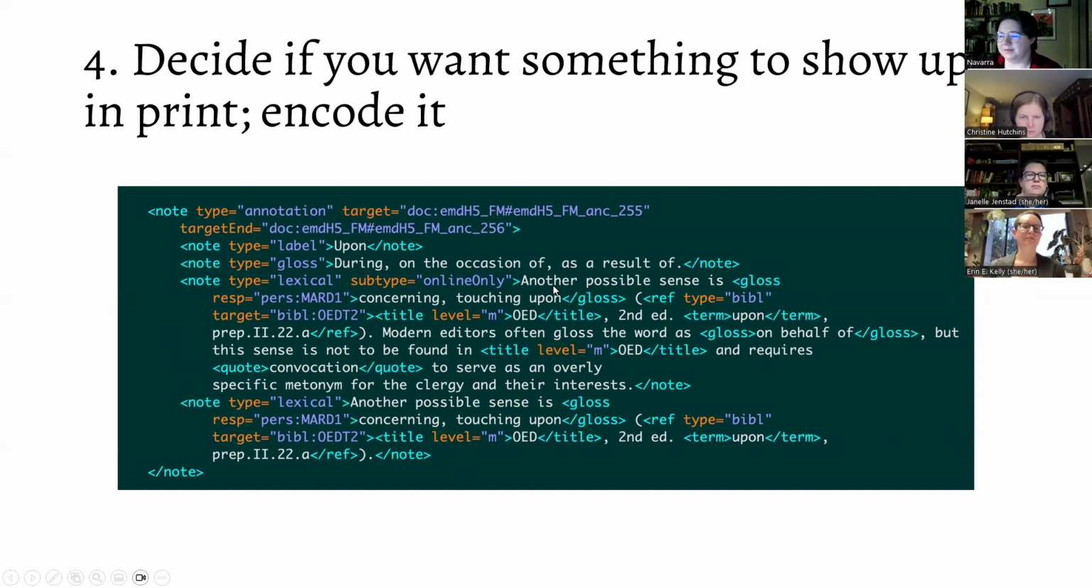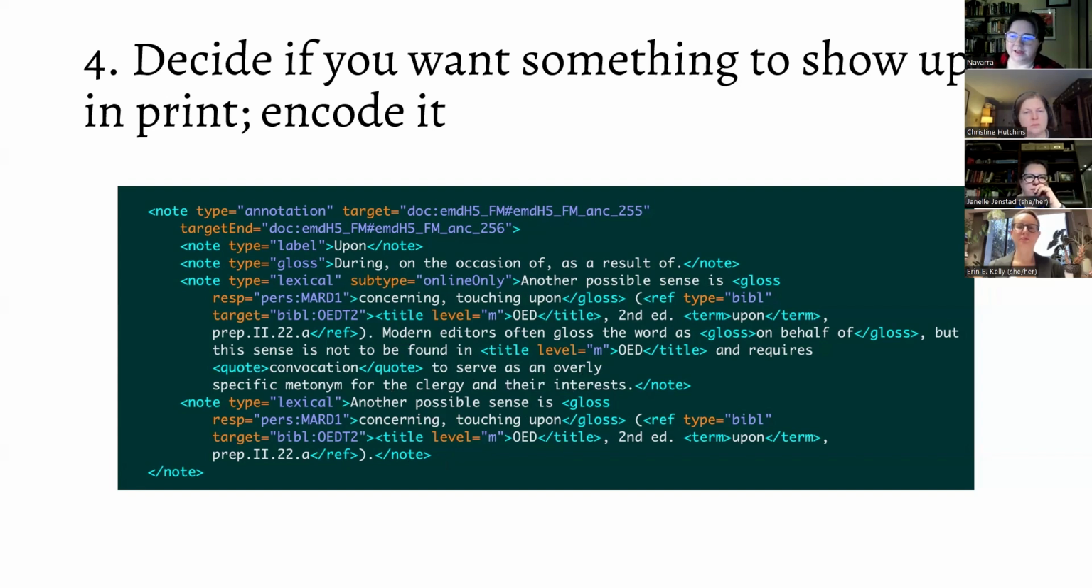So here we've got another possible senses concerning, touching upon, and then some citation, a bit about modern editors, which again is too long. But then we've got a very similar note, another possible senses concerning, touching upon, and then our citation, but it cuts off this extra sentence here because this is all that's really needed for the PDF, at least with what the editor thought.